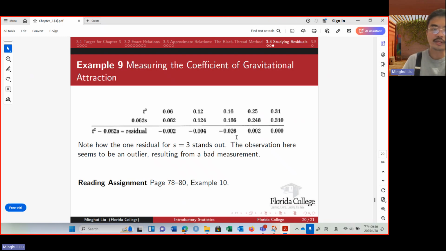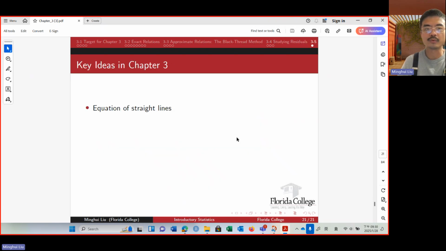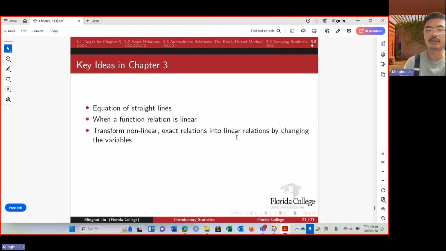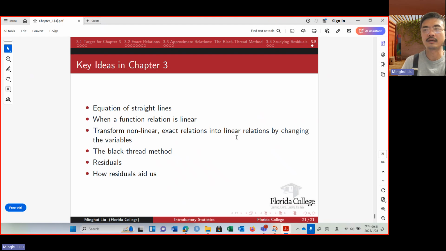All right, here is a reading assignment: make sure that you read example 10 from page 78 to 80 of our textbook. All right, let's just recap the key ideas of this chapter. We introduced the equation of straight lines, and how we know a function is a linear relation. And when you have a nonlinear exact relation, how do we transform it into a linear relation by changing the variables. And we introduced the black thread method for fitting data points. And also we introduced the idea of residuals and how residuals can aid us in identifying bad measurements and things like that.